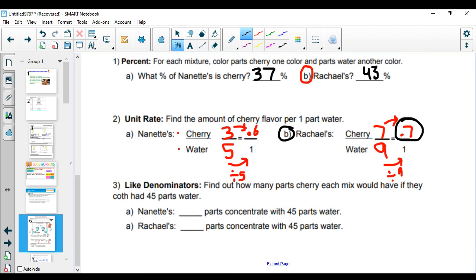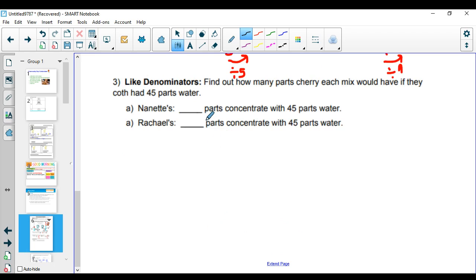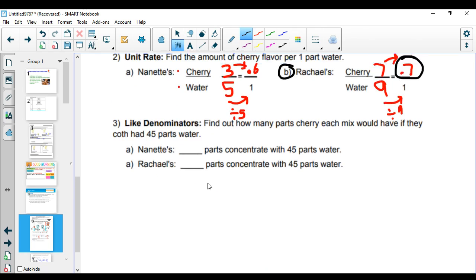All right, last strategy is really similar to the unit rate, except if we don't want to divide and have decimals, we might use this one instead. So this is still just, remember that we can compare easier if they have the same amount of cherry or if they have the same amount of water. So let's figure out how many parts cherry each mix would have if they both had 45 parts of water. Now the reason I picked 45, you will see really quickly here.